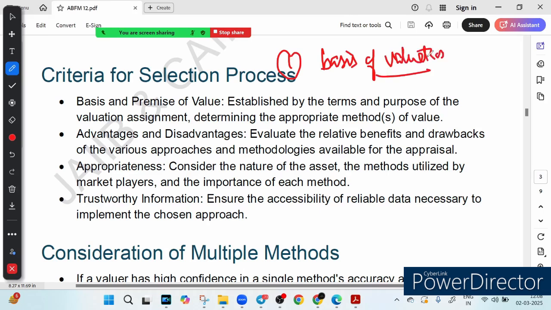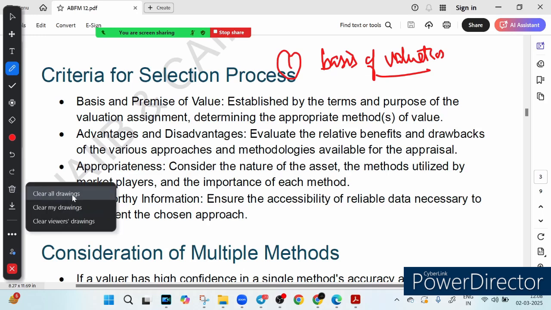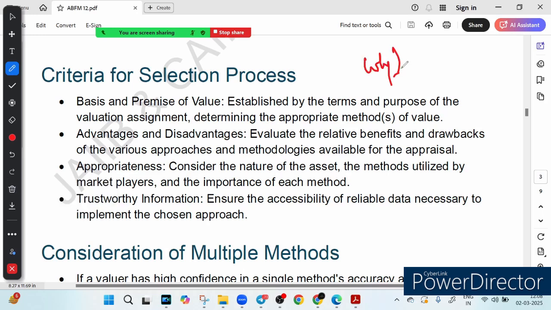You know that before choosing a method, we must first answer why we are valuing the company. Why are we valuing? We must answer this question. Is it for selling the company? Is it for merging with another business? I told you, businesses undergo this valuation for selling.